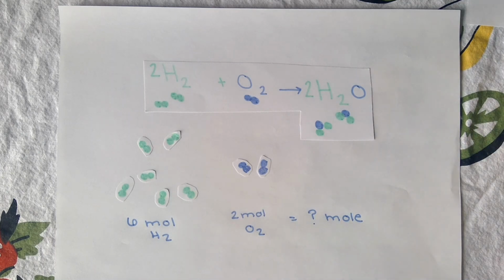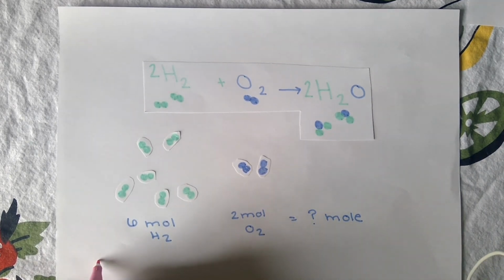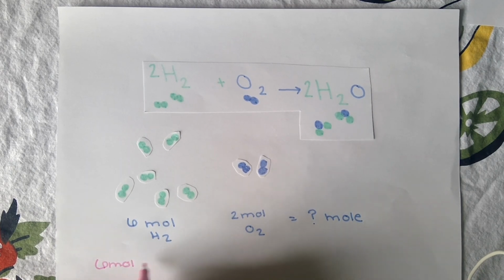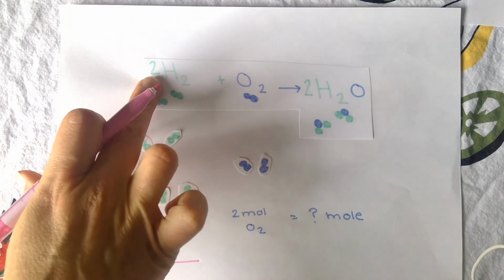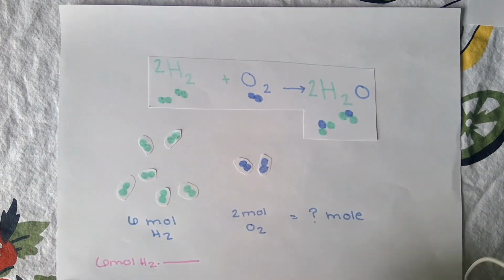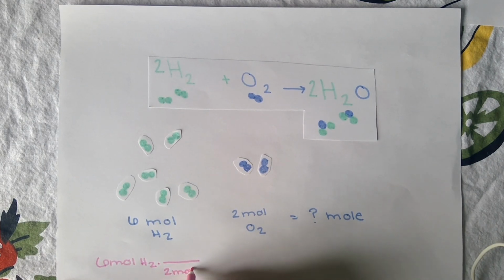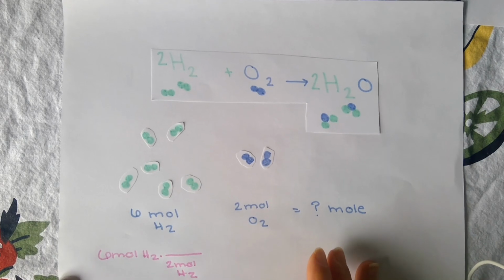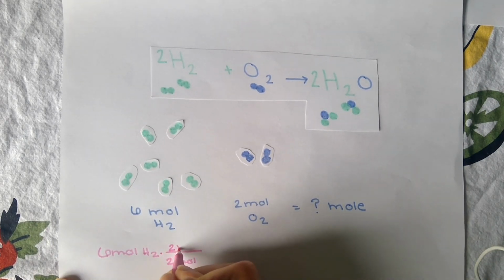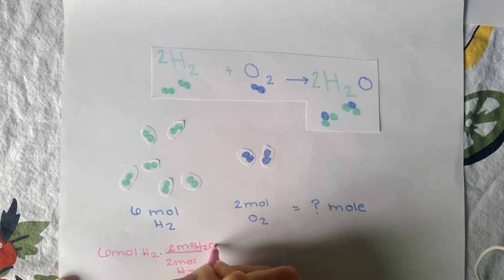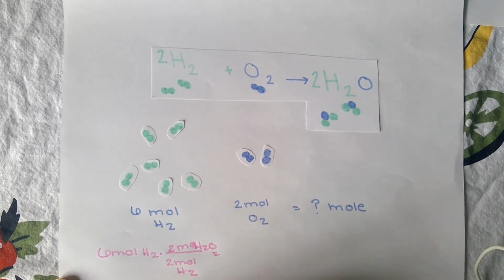Well, let's think about this. Let's do the same process that we did with our recipe, and do this with this reaction. If I have 6 moles of hydrogen, according to my reaction, for every 2 moles of hydrogen, I can produce 2 moles of water. So based off of this, I should be able to produce 6 moles of water.